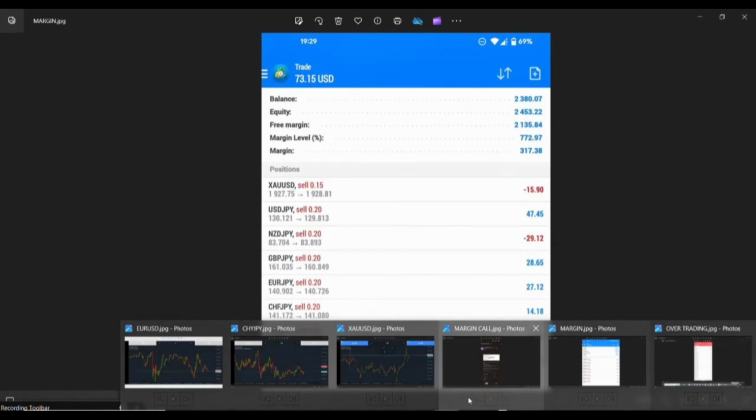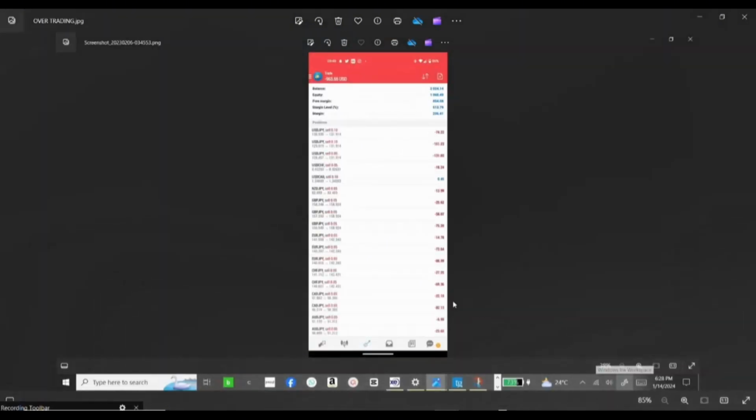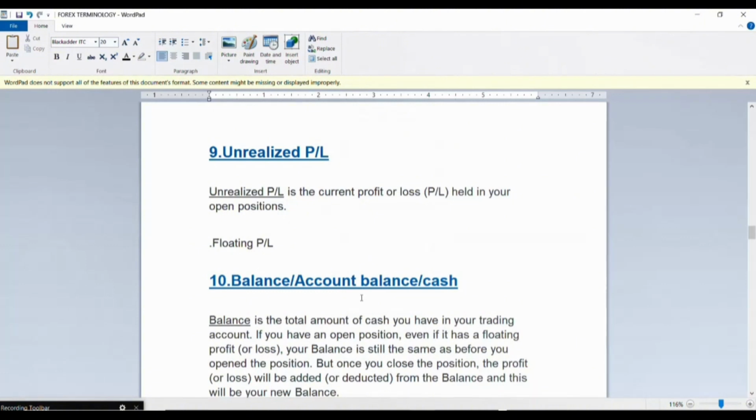That is the meaning of unrealized profit or floating profit or loss. It could be a loss, it could be a win. For example, this is another example. All of this is unrealized. It is floating. These are losses. Until you close all of this, it is not yet your money, or it has not yet been deducted from your account. So this is unrealized profit or floating profit or loss. It could be profit, it could be loss.